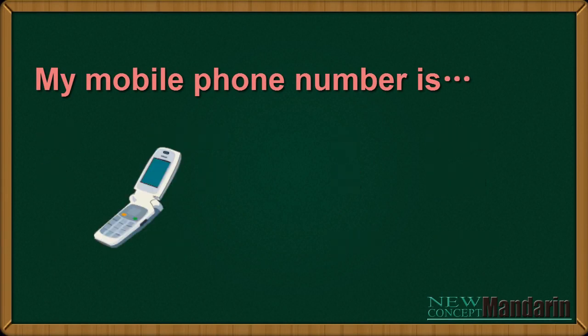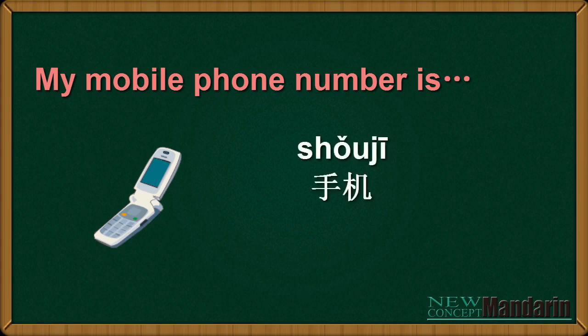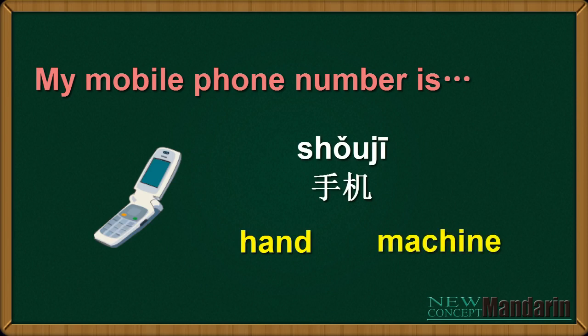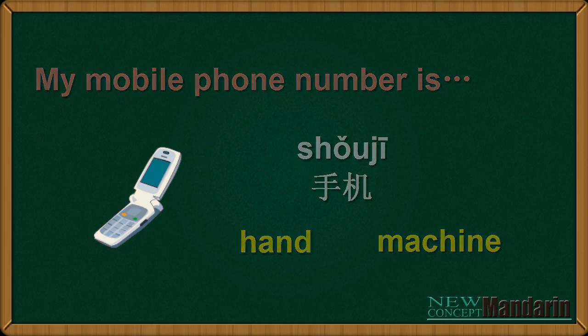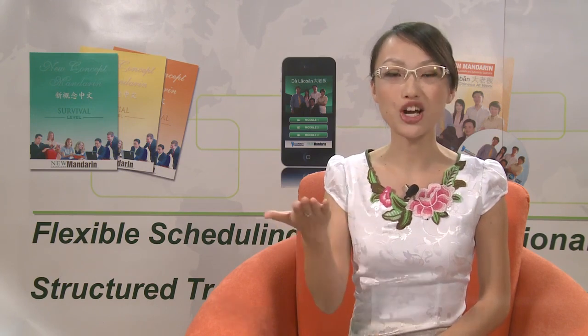Mobile phone is 手机. 手 is hand, 机 is machine, so hand machine, 手机. See, Chinese language is very logical. The words tell much about their meanings. How to pronounce 手机? 手 sounds similar to show. Show me your hands. 手. 机, the pronunciation is like G in Jeep, but has slight difference.